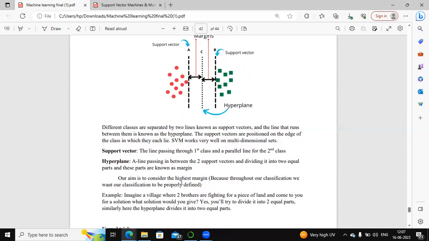Let's take an example. Imagine a village where two brothers are fighting for a piece of land and come to you for a solution. What solution would you give? Yes, you will try to divide it into two equal parts. Similarly, here the hyperplane tries to divide into two equal parts.